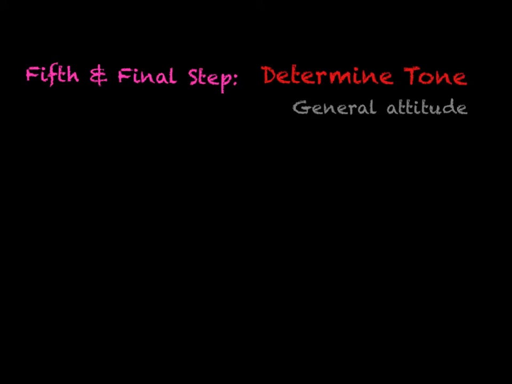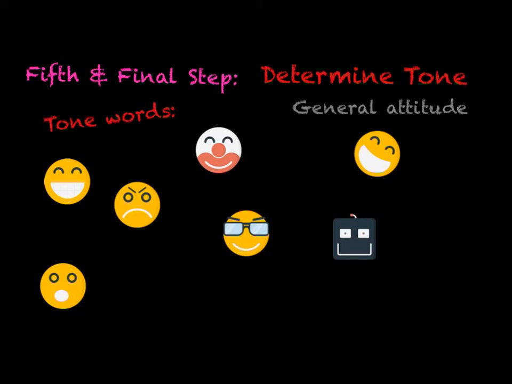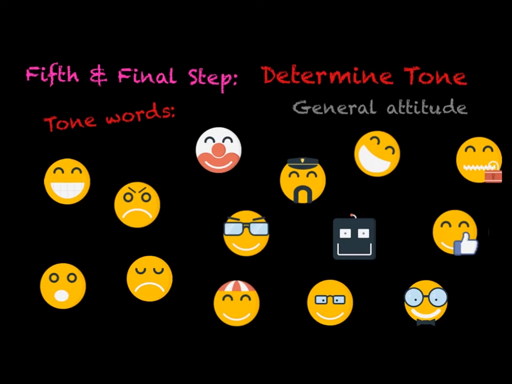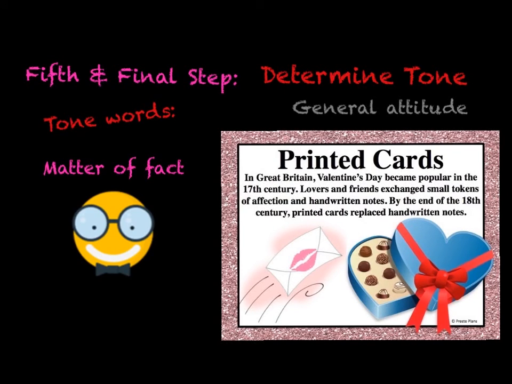Tone is the general attitude of a piece of writing. Some tone words could be amused, humorous, angry, informal, cheerful, ironic, horror, light, clear, matter-of-fact, formal, resigned, gloomy, and optimistic. Now those are just a few tone examples. Feel free to come up with your own. The tone of our example is fairly matter-of-fact. The facts are given straightforward without much emotional connection.